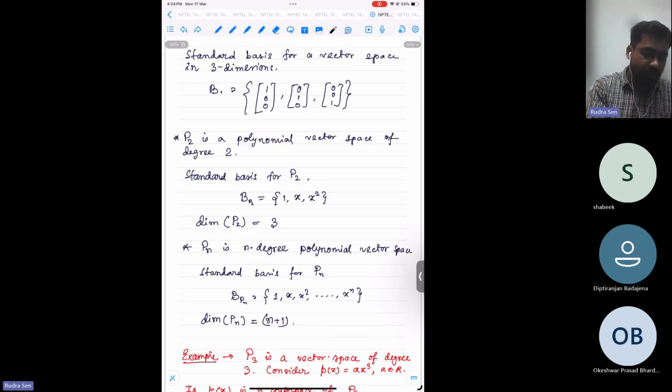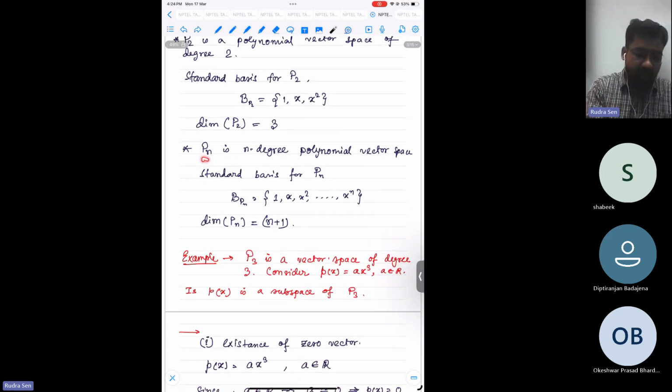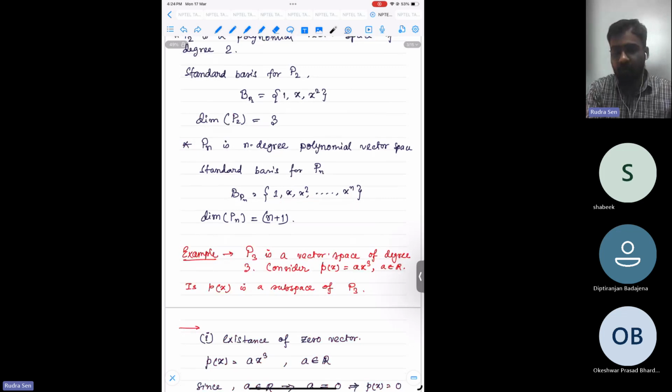Similarly for polynomial P2, the degree of the polynomials in that space can be at most 2. That means the polynomials that can exist would be x square, or 1 plus x square, this kind of thing. So this is the standard basis. The degree of the polynomials in P2 is 2, but the dimension is 3, since you can see there are 3 elements. Similarly, for Pn there are n plus 1 elements, but the degree is n.